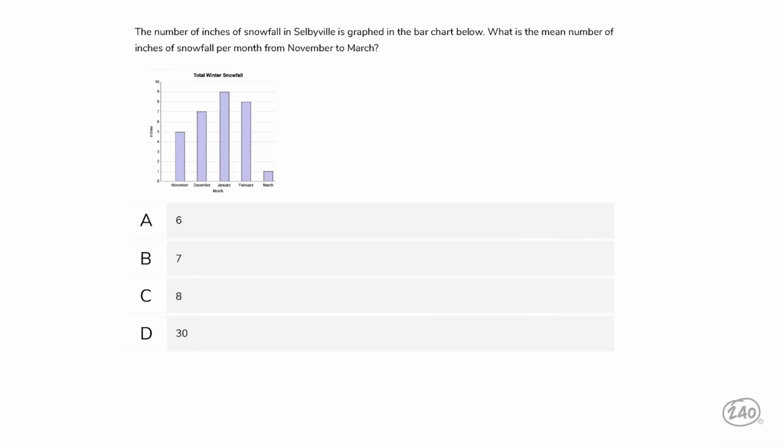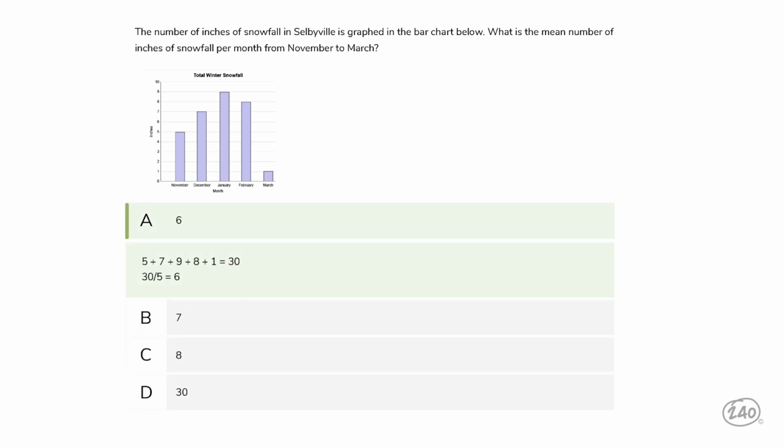Great, let's look at a measure of central tendency problem. The number of inches of snowfall in Selbyville is graphed in the bar chart below. What is the mean number of inches of snowfall per month from November to March? To find the mean, we need to add up all values and then divide by the number of values in the data set. So 5 plus 7 plus 9 plus 8 plus 1 equals 30. There are 5 data points, so 30 divided by 5 gives us 6. So this one is correct.